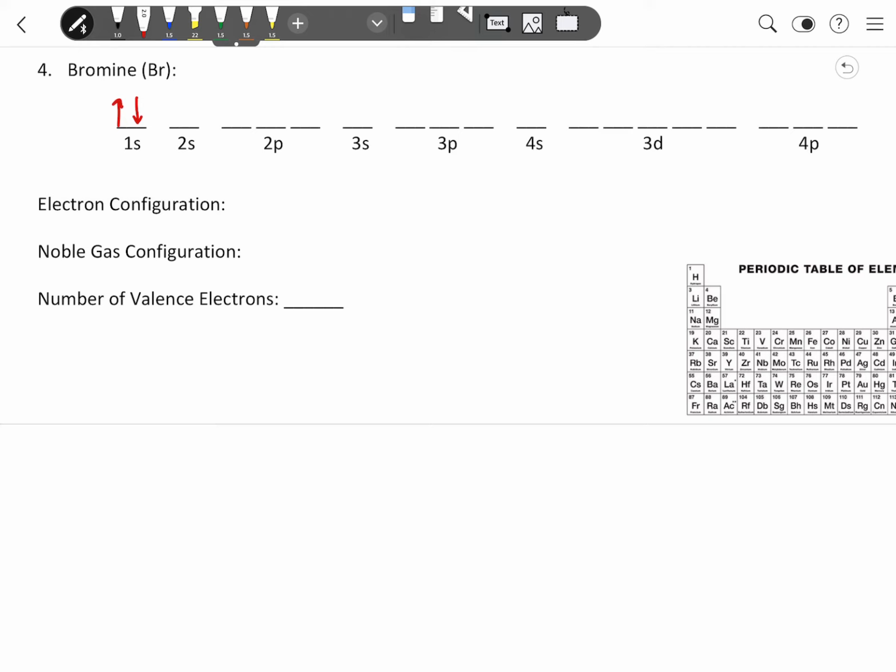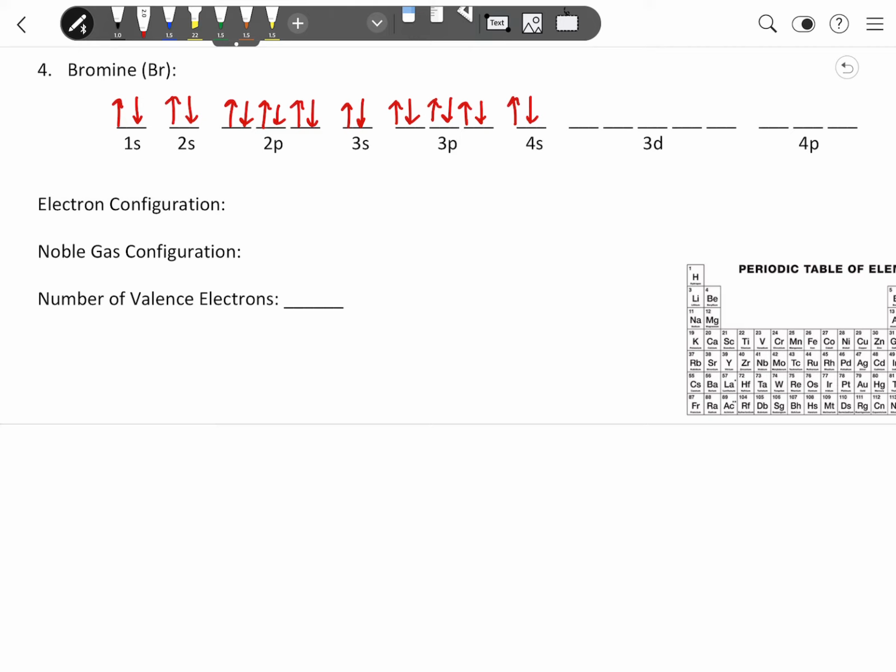How many in 2s? 2. One going up, one going down. What about 2p? 6. 6, right? 1, 2, 3, 4, 5, 6. How many in 3s? 2. So one going up, one going down. How many in 3p? 6. Three going up, three going down. And then 4s, how many in there? 2. So one going up, one going down.